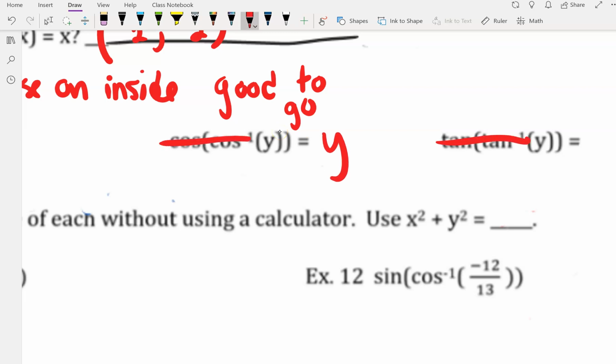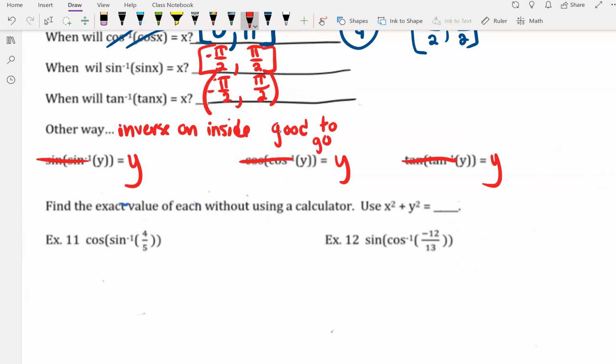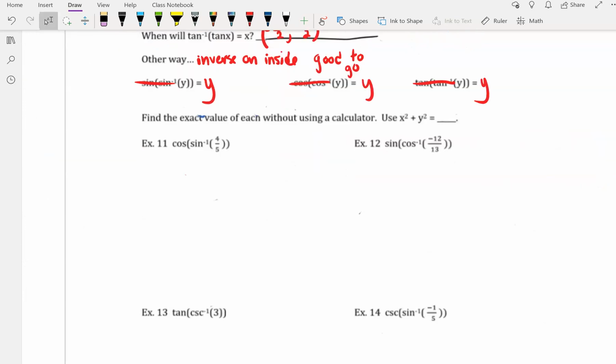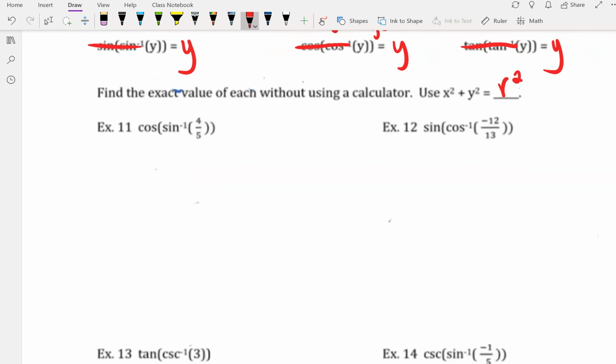If the inverse is on the inside, we're good to go. We can just cancel. All right, find the exact value for each without using a calculator. Use x squared plus y squared equals r squared, which is the Pythagorean theorem.